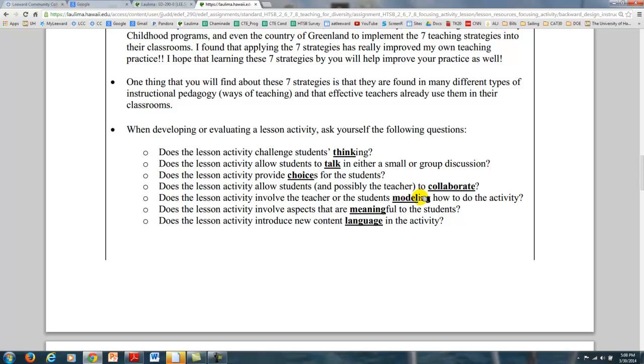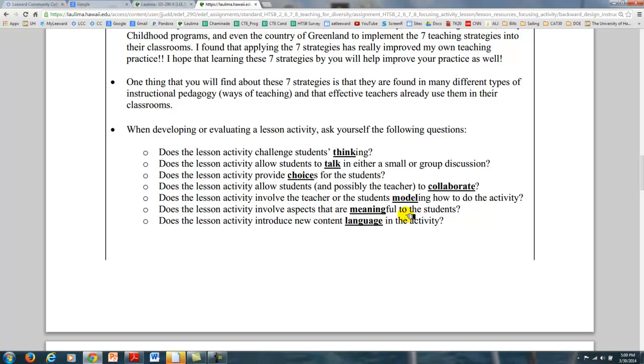If you have just a group, then it always turns out that one person does all the work and some people don't do any work. The next one is, does the lesson activity involve the teacher or students showing you how to do the activity? And so we need clear ideas of what it looks like at the end and how to get there. And so this is everything in which you have clear instructions, you have a clear example, you have everything that is given to the students so they know exactly what to do.